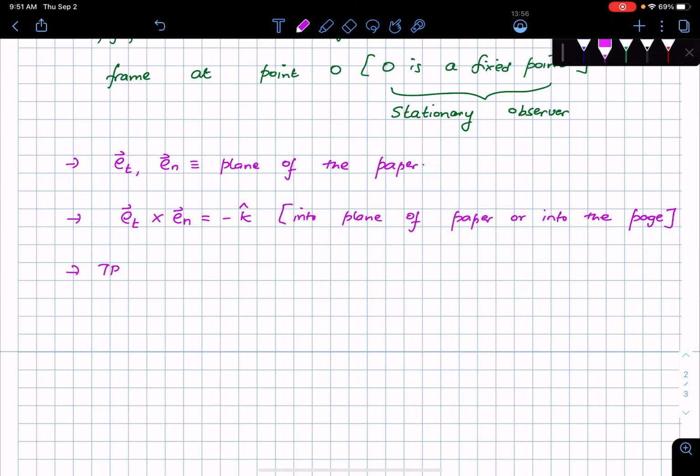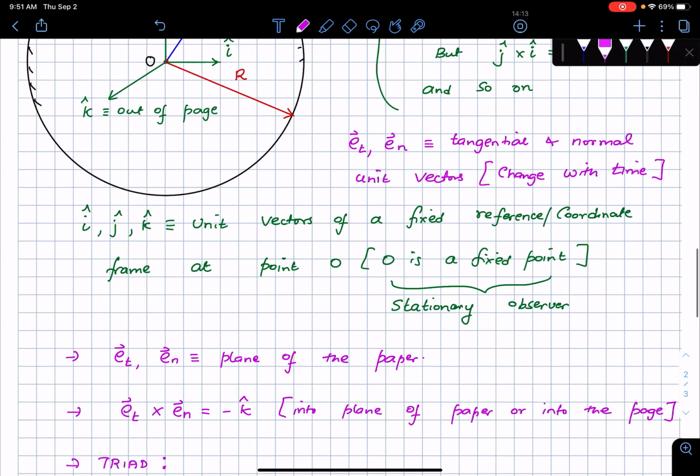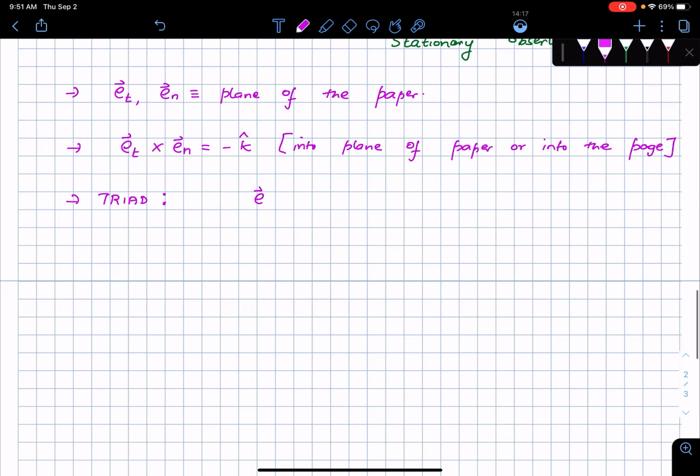Which means I can set up a triad here. This is called a triad, and I had a triad drawn previously as well, which was this one here. Triad meaning three unit vectors that are mutually perpendicular to each other, so they form an orthonormal basis. All right, so in this case the triad is going to be ET first, then I'm going to write En, and then the third vector of the triad is minus K, because if I go from ET and I cross it with En, I get negative K. This is the positive convention, so ET crossed with En is minus K hat.